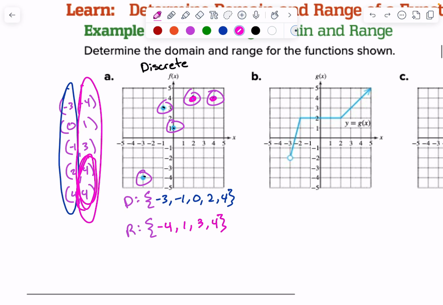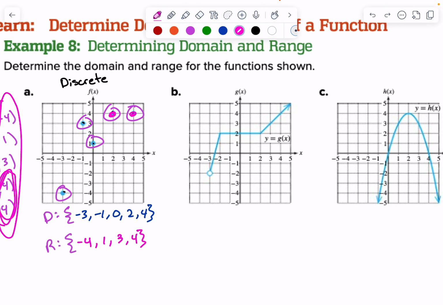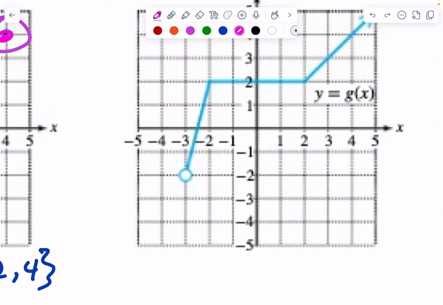All right, now B is a continuous function until we get to like this dot right here. But it is touching not just individual points like this one is, but like every single point. Like if you're saying, okay, -2 and -1, it's touching like every single point between -2 and -1. So we can't just list -2 and -1. Like that's not how that works, all right?